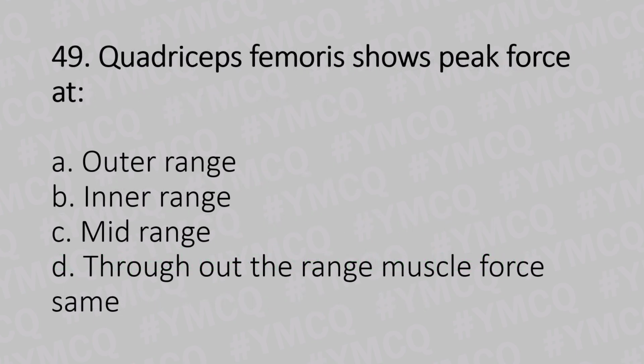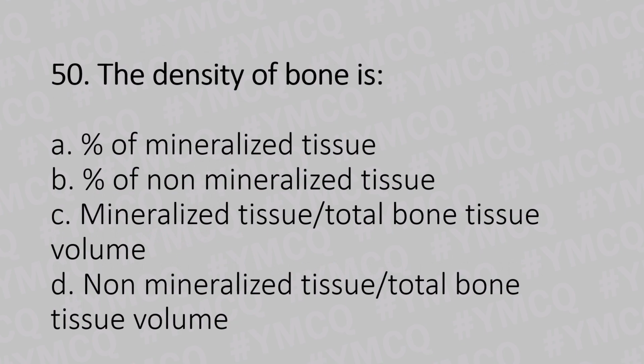Moving to our 49th question, quadriceps femoris shows peak force at option A, outer range. Option B, inner range. Option C, mid range. Option D, throughout the range muscle force is same. And the answer is option C, mid range.